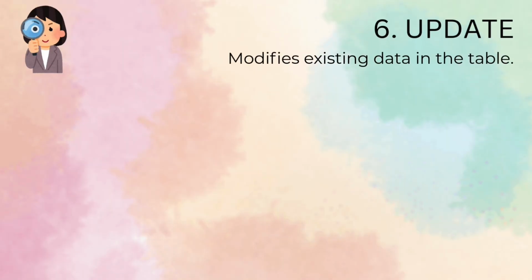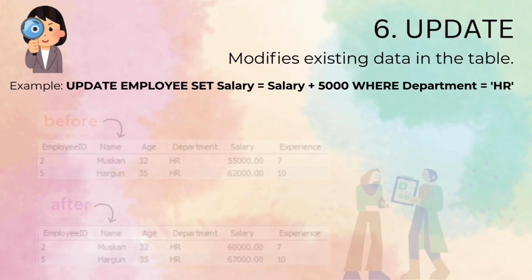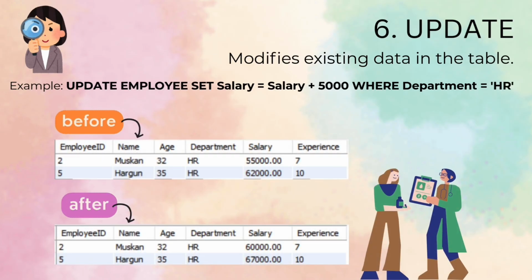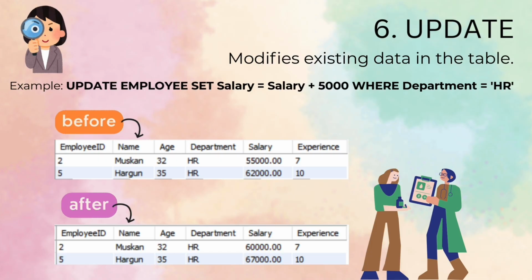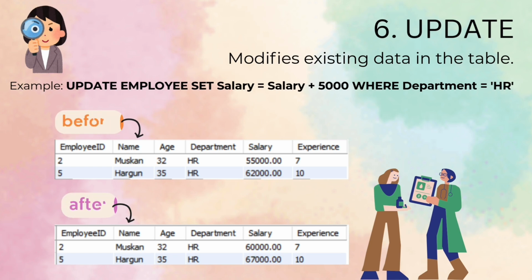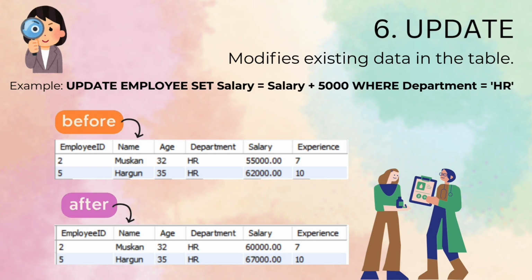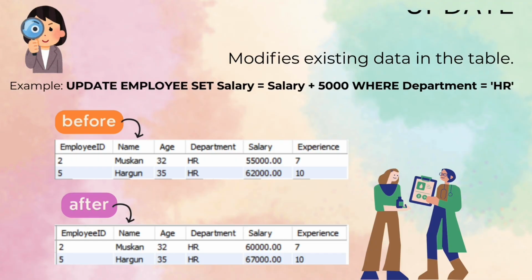Next one is the update command. It is used to modify existing data in the table. The example query we are using to understand this increases the salary by 5,000 for the HR department. This shows how before this update, the salaries in the HR department were 55,000 and 62,000. But after implementing this query, the salaries would be 60,000 and 67,000 respectively.